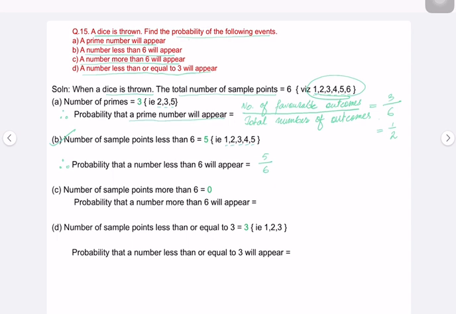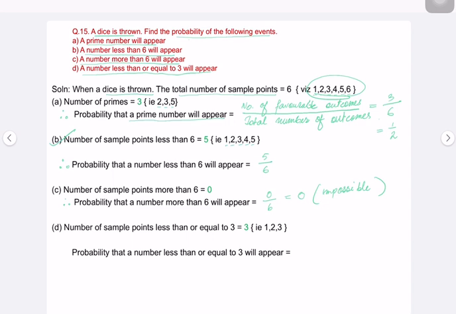Number of sample points more than 6. Is there any number on the die which is more than 6? No. Therefore, the probability that a number more than 6 will appear is 0, I should say. How? The number of favorable outcomes is 0, and the total possible outcomes is 6. 0 divided by 6 is 0. That means it is impossible to happen. When the probability is 0, we know that this is impossible, an impossible event.